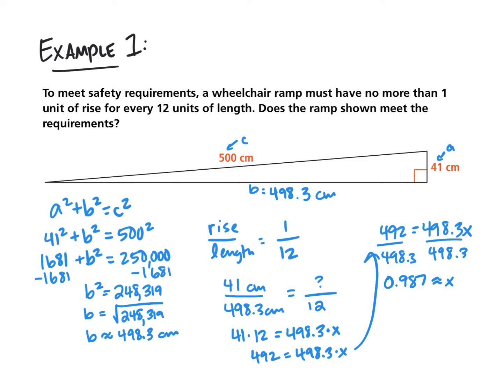So what does this tell me? It tells me that when I make the actual ratio of rise over length for my ramp into a fraction with the denominator of 12, this numerator becomes something less than 1. So it doesn't have more than 1 unit of rise for the 12 units of length. It has less than that. So I think our ramp is good. So we will say yes, the ramp meets the requirements. And there we have our answer.